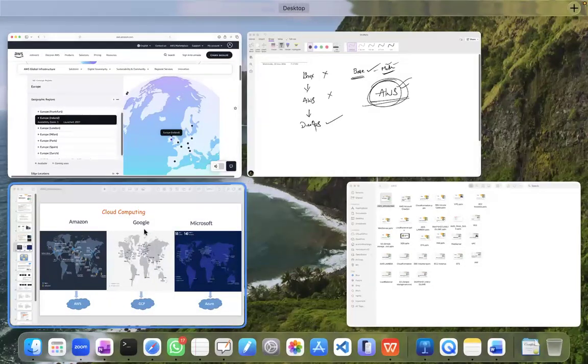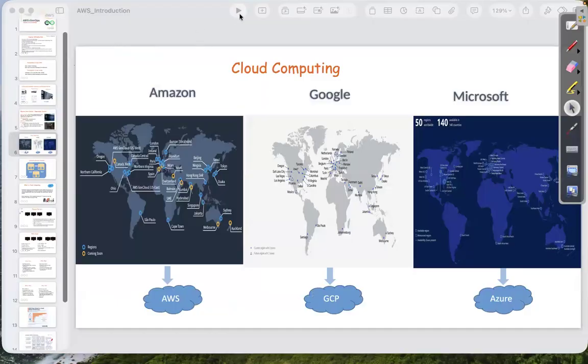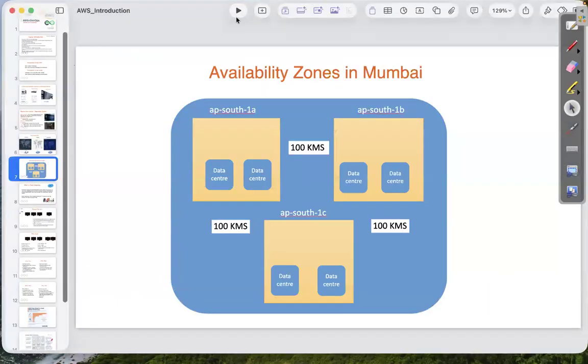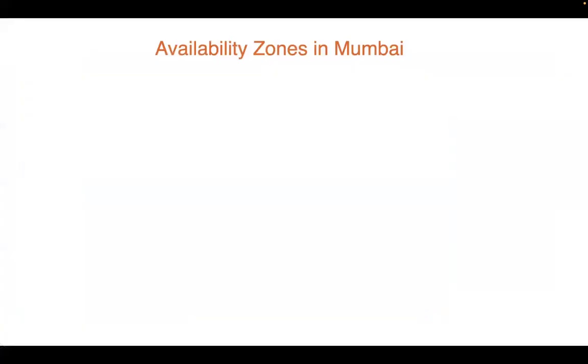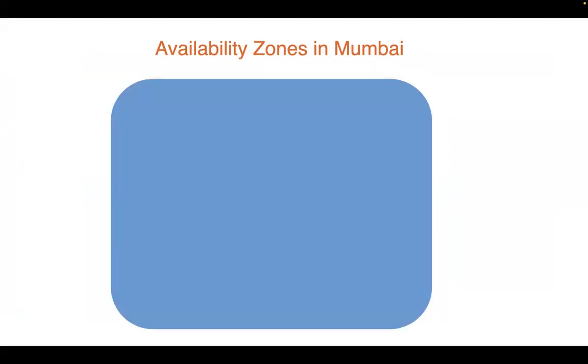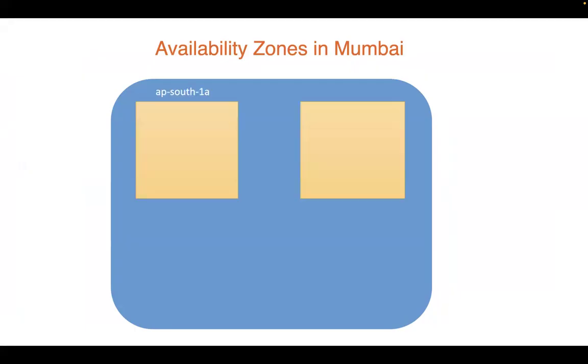That means, let me explain you with an example of Mumbai. Availability zones, I'm taking randomly, like one of the zones in Mumbai. So assume this is Mumbai zone, Mumbai region. Mumbai region is split into 3 availability zones: AP South 1A, AP South 1B, AP South 1C.